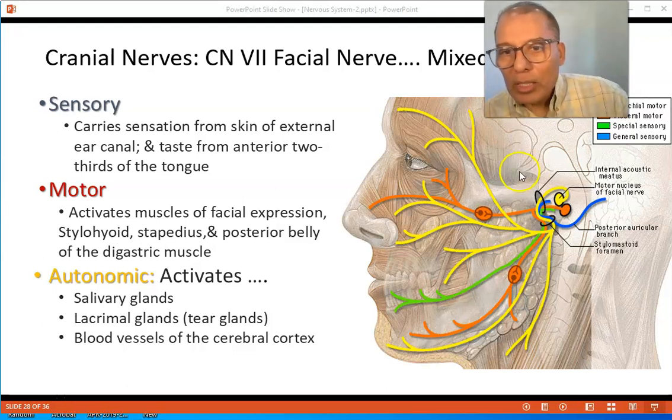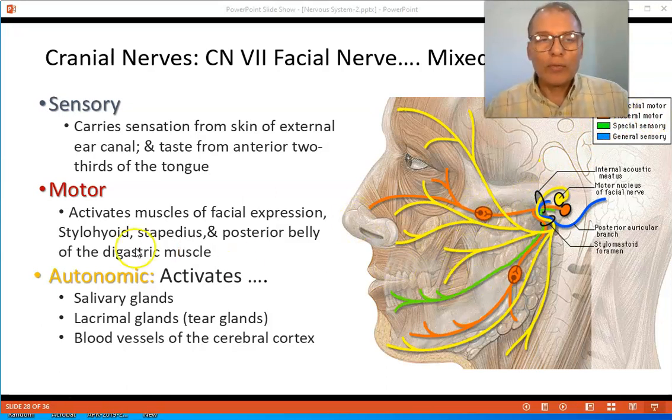For example, special sensory is the green. General sensory is the blue around your ear canal, for example. Branchial motor is the yellow, and the orange here is the visceral motor. So it has different branches, but the sensory gives you sensation from the skin of the external ear canal here, and also taste from the anterior 2/3 of the tongue. So that is the sensory.